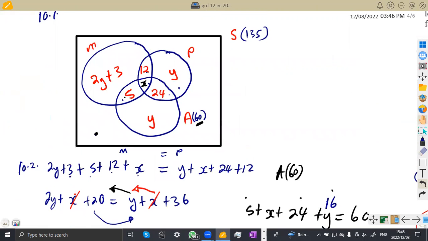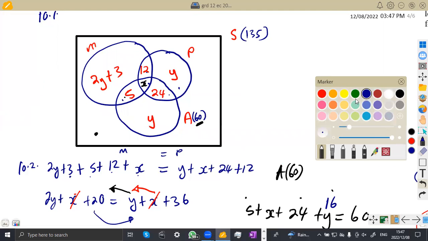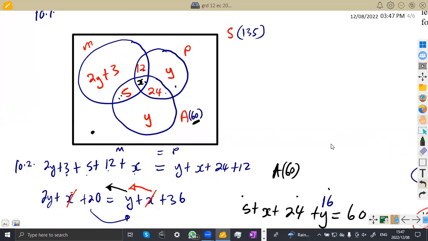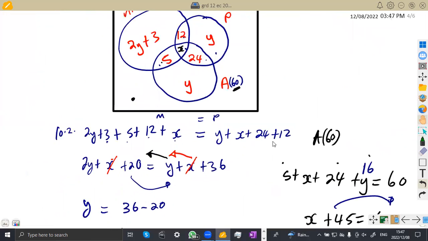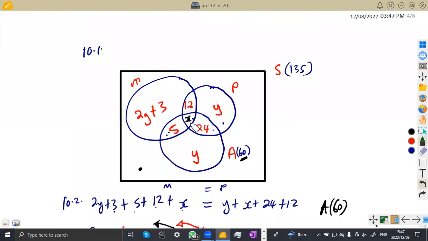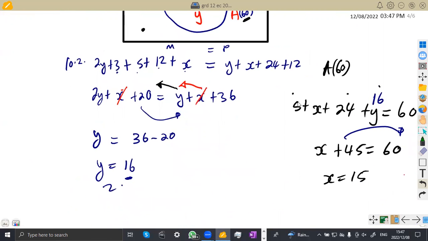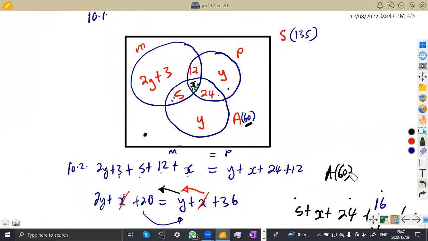M, we are referring to what is in the whole of M here. This is the set M. So set M, we've got 2y plus 3 plus 12 plus x plus 5. So we can even substitute the values that we got. X is 15, so in place of x here, we've got a 15. Y is equal to 16, so in place of y, we can substitute 16.